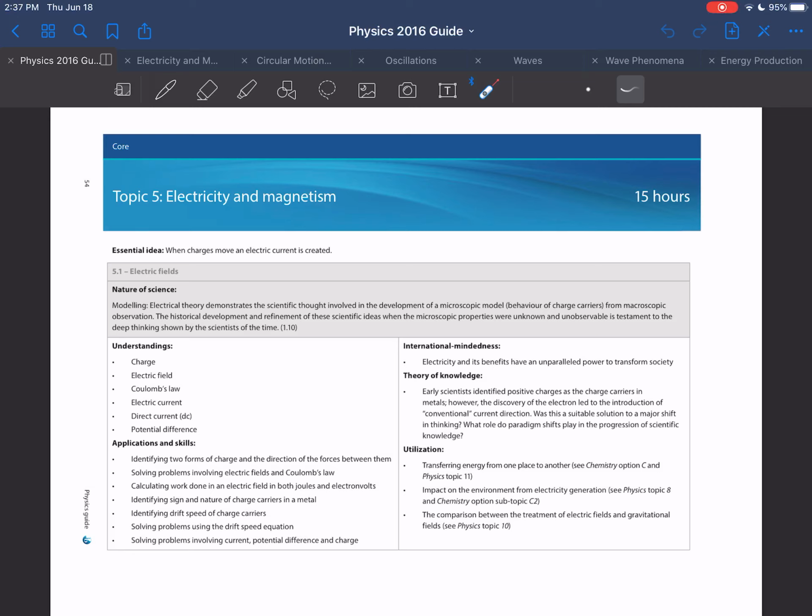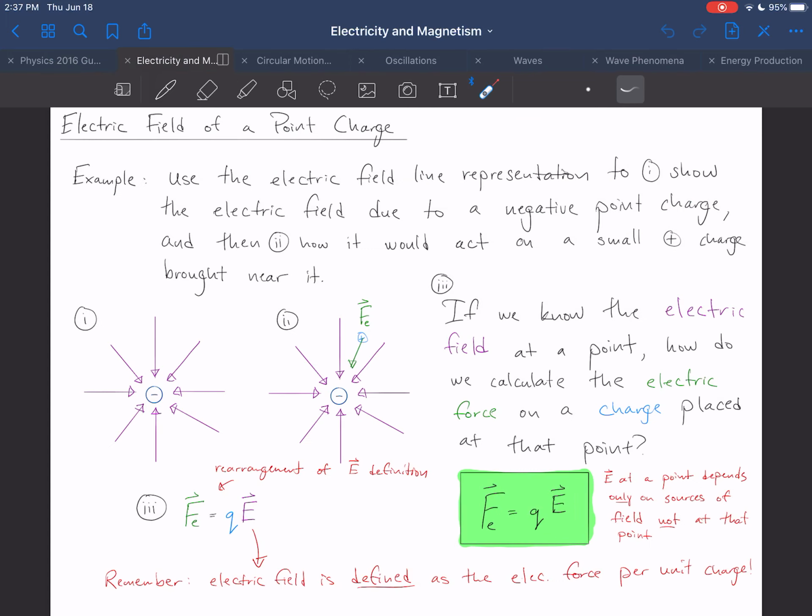Hello everyone. In this video we will continue to examine topic 5.1 electric fields. We covered this a little bit in the simulation in the last video, but I wanted to apply our concept of the electric field to our equation and our physical representation of the electric field. So imagine you were using the electric field line representation to first show the electric field due to a negative point charge, and then two, determine how it would act on a small positive charge brought near it.